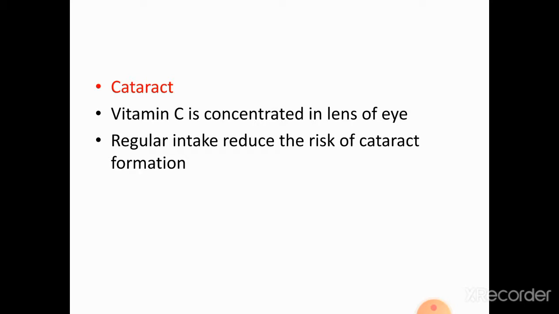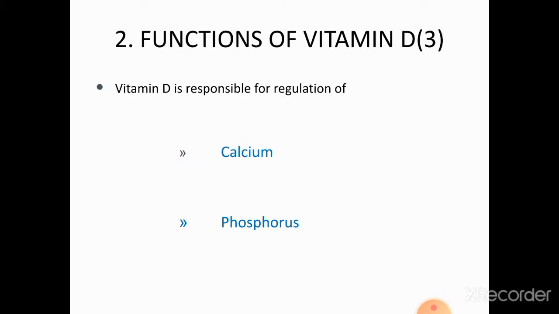Then vitamin C concentration is also seen in the lens of the eyes, so it is helping in the prevention of cataract. Regular intake of vitamin C reduces the formation of cataracts. Next, the question is a 3-mark question on vitamin D, functions of vitamin D.